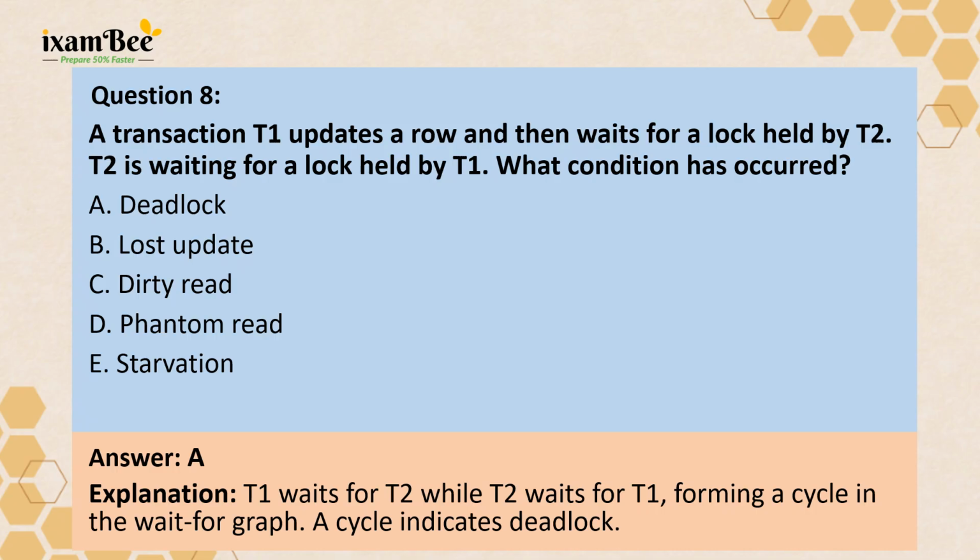Whenever the wait-for graph contains a cycle like this, neither transaction can ever proceed, because each is stuck waiting on the other indefinitely. That circular waiting condition is the precise definition of a deadlock, not starvation, which is about one process being perpetually deprioritized rather than mutually blocked. So the answer here is A, deadlock.